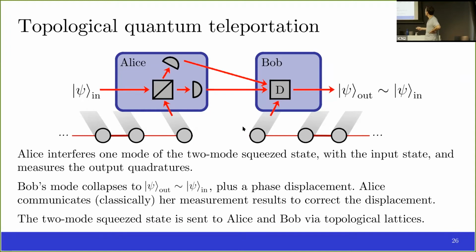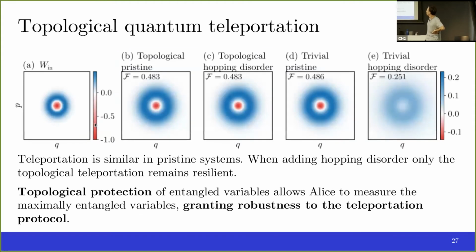The entangled state between Alice and Bob is a two-mode squeezed state, like the one I mentioned before, and we picture that it is created in some laboratory and sent to Alice and Bob by topological lattices. The results of the teleportation are as follows. The input state we consider is a single photon state, and we perform the teleportation for topological and trivial systems, pristine and with hopping disorder.